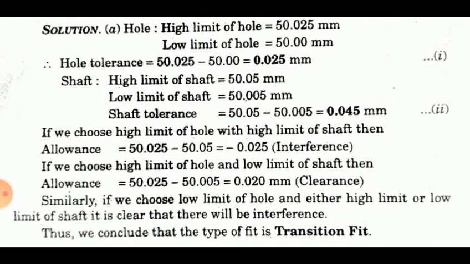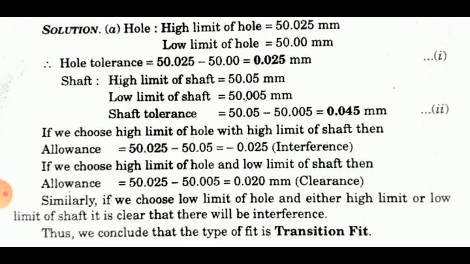Now find out the type of fit by using all the dimensions of the shaft and the hole. If we choose the higher limit of the hole with the higher limit of the shaft, then the allowance will be equal to 50.025, that is higher limit of the hole, minus the high limit of the shaft, that is 50.05. That will be equal to minus 0.025. So in that case it is an interference fit.